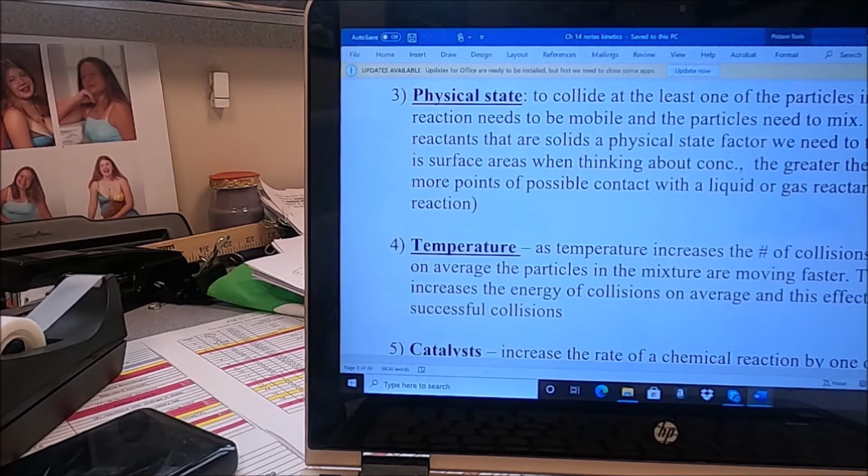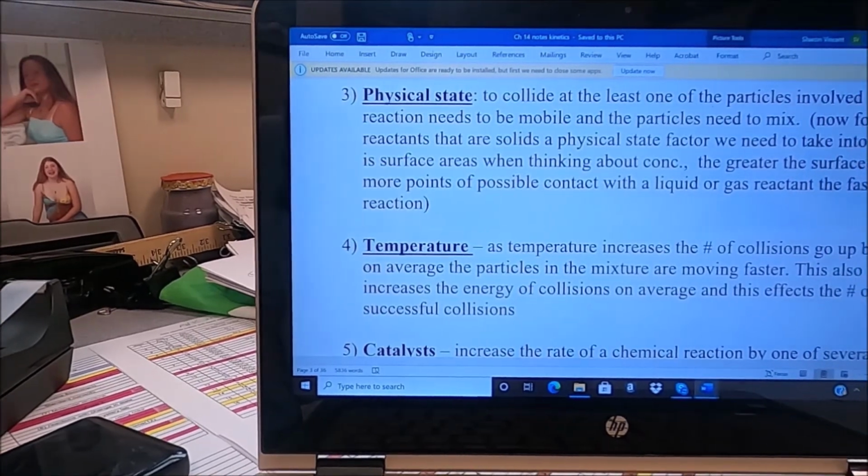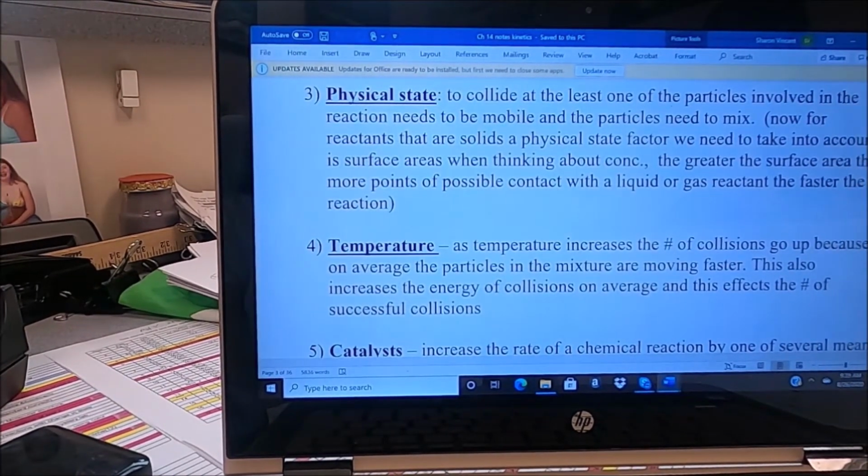Another factor that affects the rate of the reaction is temperature. As temperature increases, the particles are moving faster on average, because remember, temperature is connected to average kinetic energy of the particles. So it's connected to how they're moving. So as temperature goes up, the number of collisions per unit time goes up. That means that the rate of the reaction should go up because you're having more collisions per unit time.